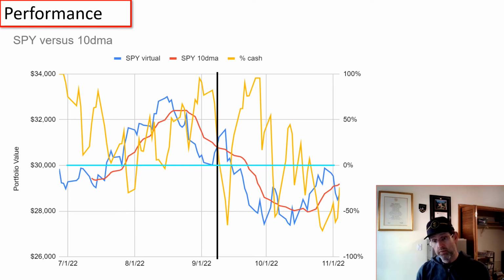Right now, we've recently broken through the 10-day moving average to the upside, though the last couple of days have been testing that after the Fed announcement. You can see that during this time, on average, I'm carrying margin. The horizontal cyan line shows that if I'm in negative cash, it means I'm holding margin. So right now I've probably got minus 25% of that account as margin.